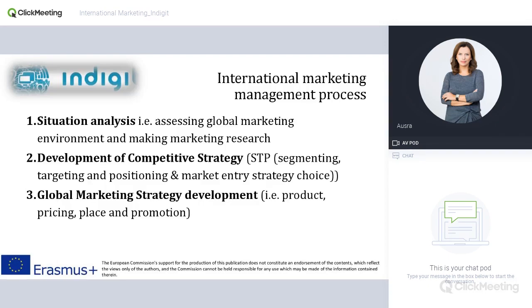In this webinar, we will go through these stages. The first is situation analysis, assessing the global marketing environment and making marketing research. Then the second one is development of competitive strategy that consists of segmenting, targeting, and positioning, and marketing entry strategy choice. And the third one is global marketing strategy development, that is product, pricing, place, and promotion.